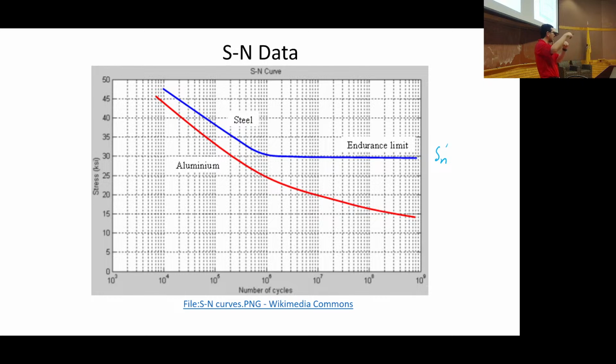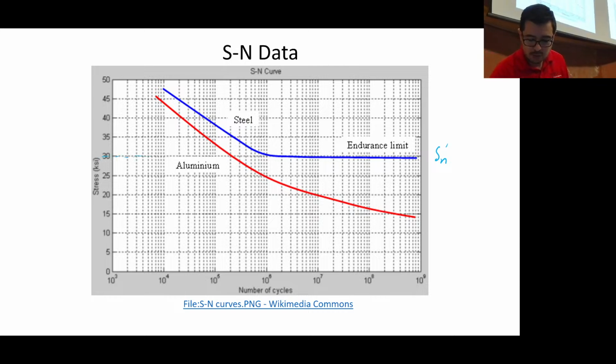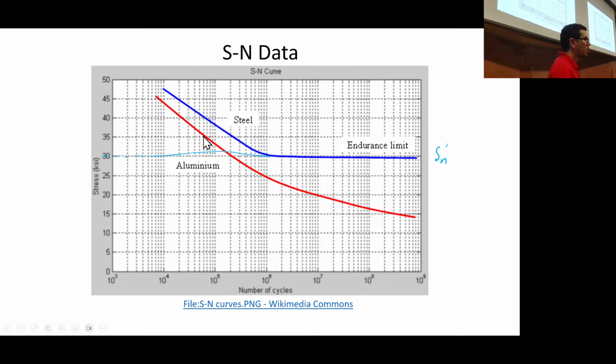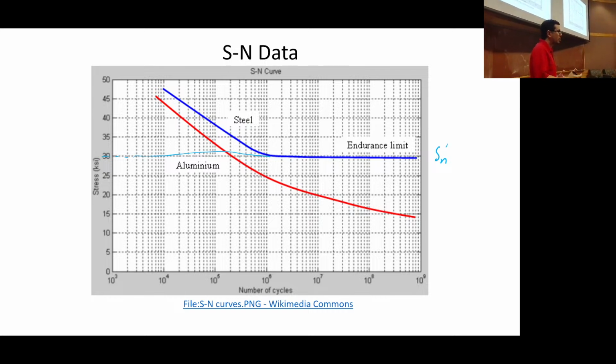You could also calculate what the effective loading stress was. So if you end up above the endurance limit, so in this case, if you're above 30 KSI, that's when you have to be concerned. And that's when you can start to erode and eat into the life of the material.